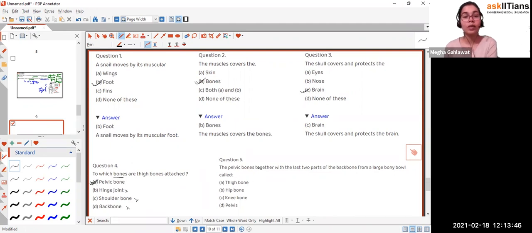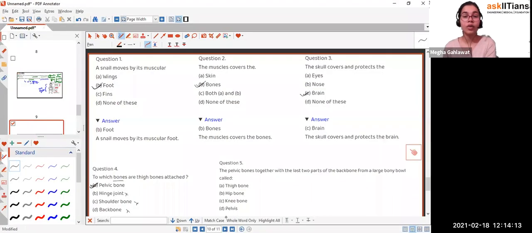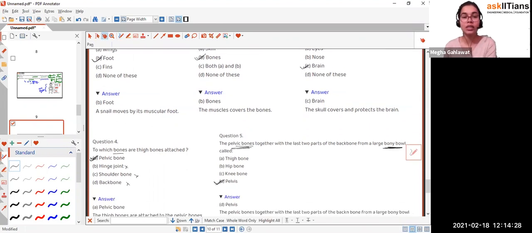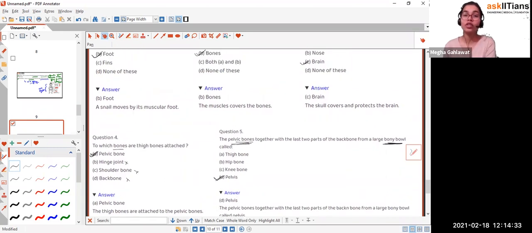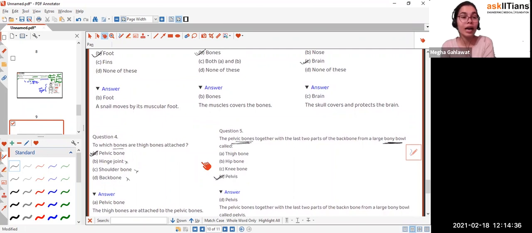Next question is, the pelvic bones together with the last two parts of the backbone form a large bony bowl, which is called the thigh bone, hip bone, knee bone, or pelvis? Think about it. We are talking about a bony bowl, which is formed because of the pelvic bones. It should be called the pelvis, right? Let's check our answers. Yes, we are absolutely correct. Now, these kinds of questions will obviously show up, so you'll have to see how exactly you learn everything, especially the locations and the bone names.